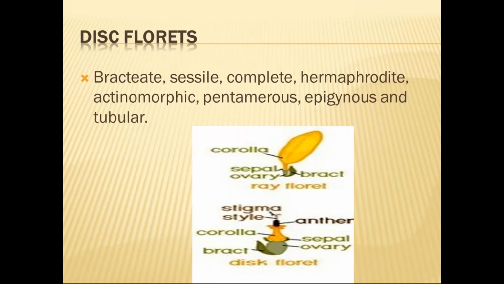So then we come to the disc floret. They are bracteate and sessile, which means there is no pedicel present. They are complete because they have androecium and gynoecium both in this particular flower. They are hermaphrodite and actinomorphic, that is, they can be divided into two symmetrical portions. They are pentamerous, meaning five calyx and five corolla. That is epigynous, that is, inferior ovary, with tubular structure.